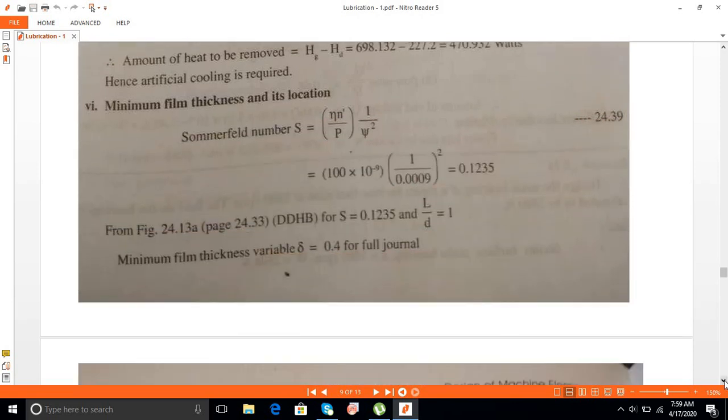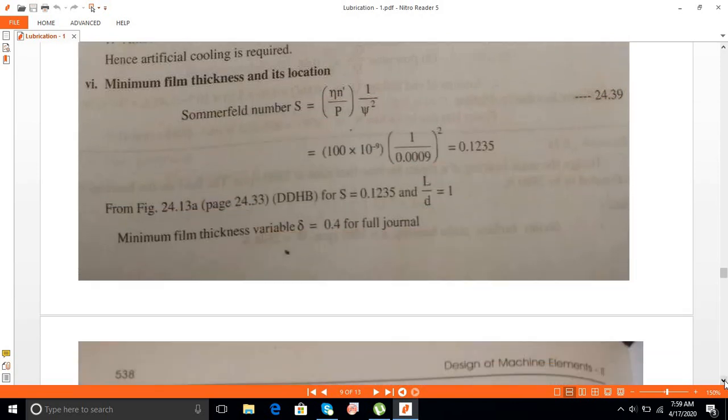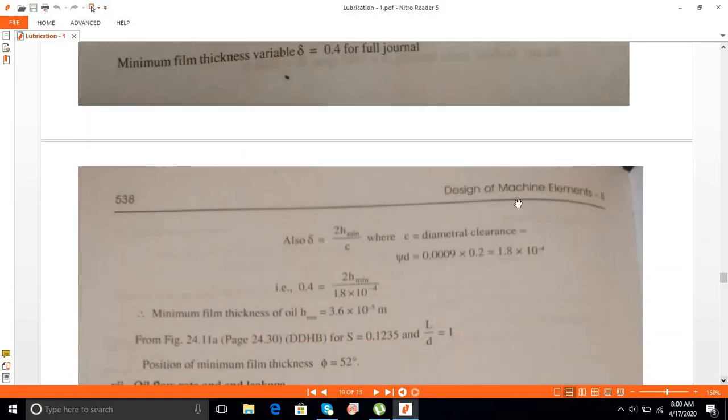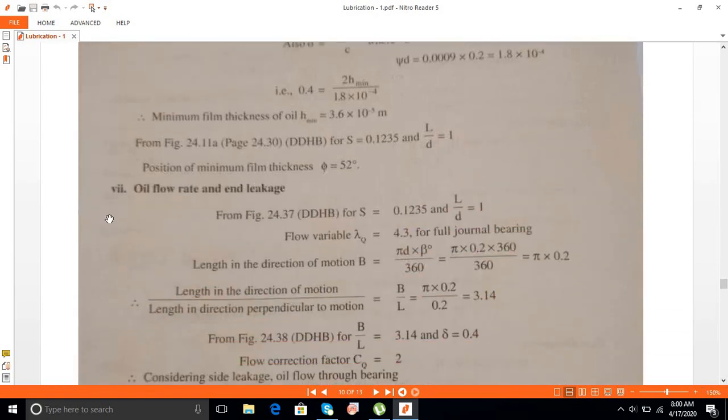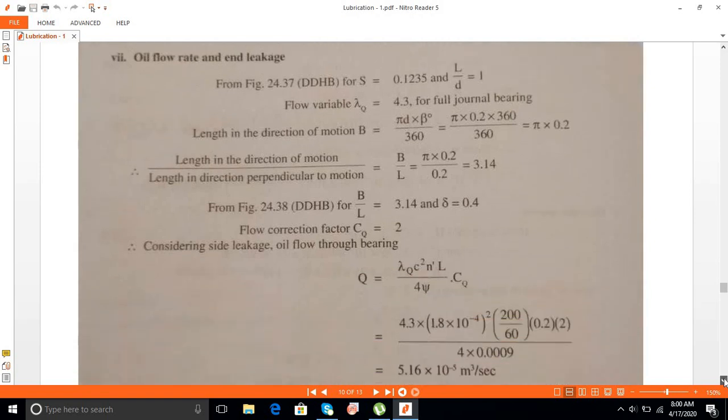Next we need to calculate the minimum film thickness and its location. This is from the handbook. So by calculating the Sommerfeld number and L by D ratio, L by D ratio is 1, and from the data handbook we can find delta at H minimum. So these things are very easy, and then the oil flow rate and end leakage can also be determined.